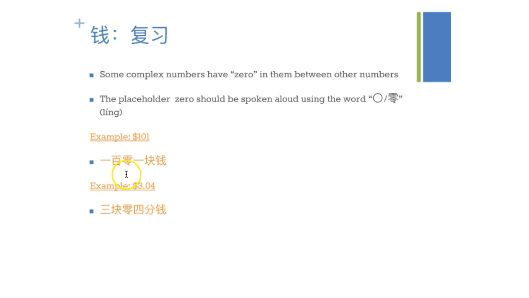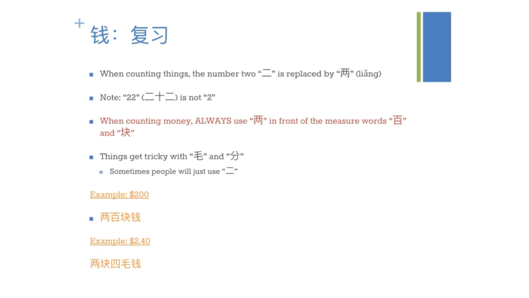Or 101块钱, 100, 0 and $1. Now, when you count things, if you remember from our dates and time level, the number 2 is replaced by liang, right? When you're counting things. And the way I would try to remember it is, you always use liang in front of a measure word. So if the number 2 is going to be followed by a measure word, you want to say liang, right? Like there are 2 pencils, 有2支笔.